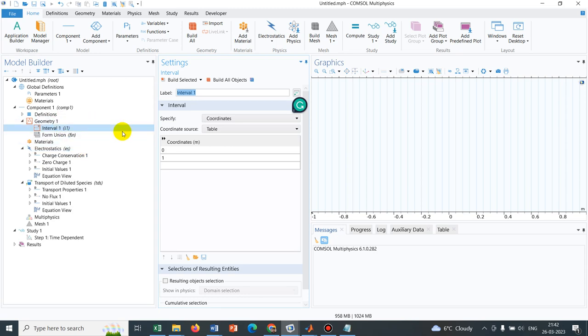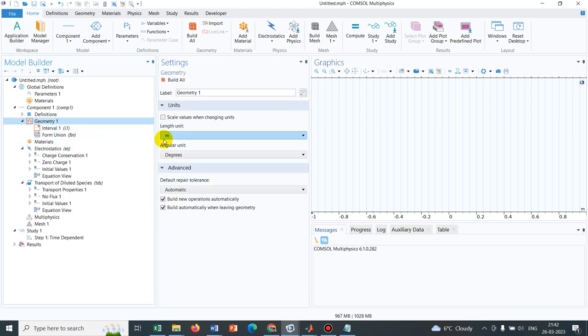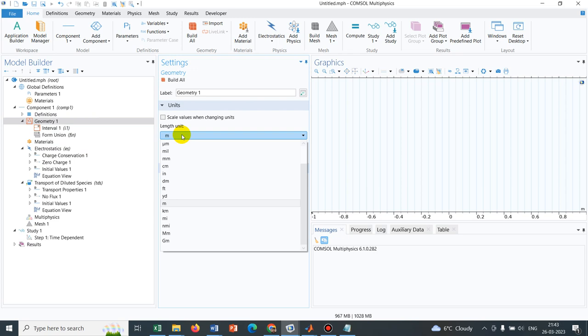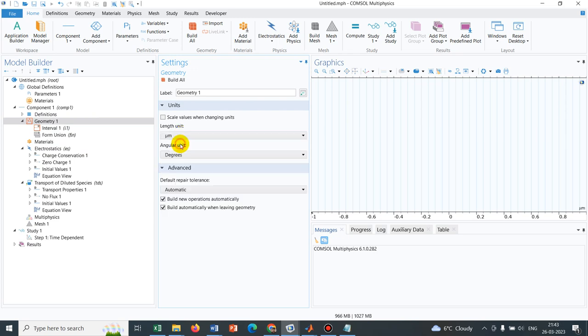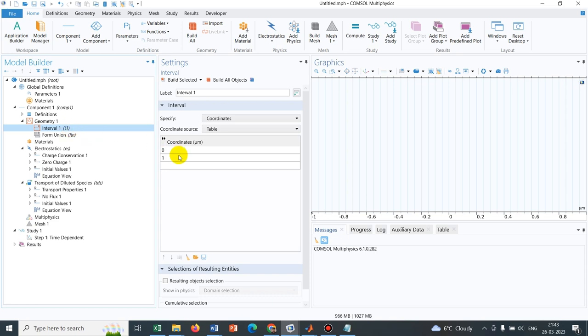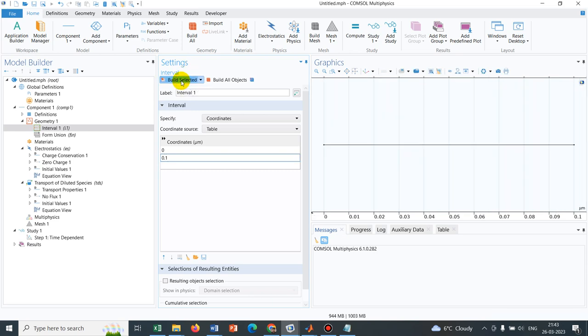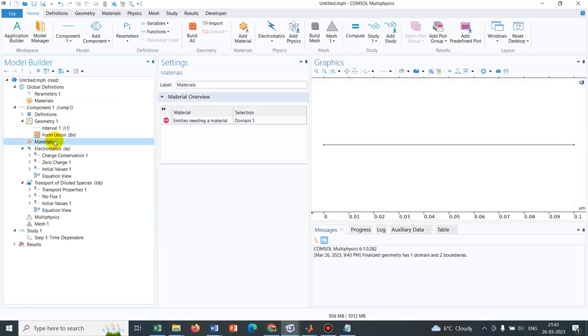Say the geometry we can put in micrometer or something, and we can take it say 0.01 micrometer. That means 0.1 micrometer is also fine. Yeah, so I click on build selected, so it gives me a one dimensional space which has a dimension of 0.1 micrometer. Now in the material, for the time being I am not choosing anything.